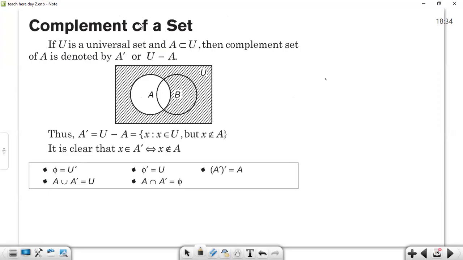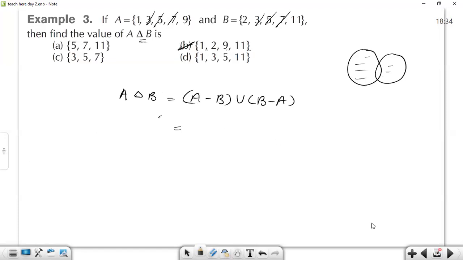Complement of set. So it is basically nothing new, just let's take a different example.